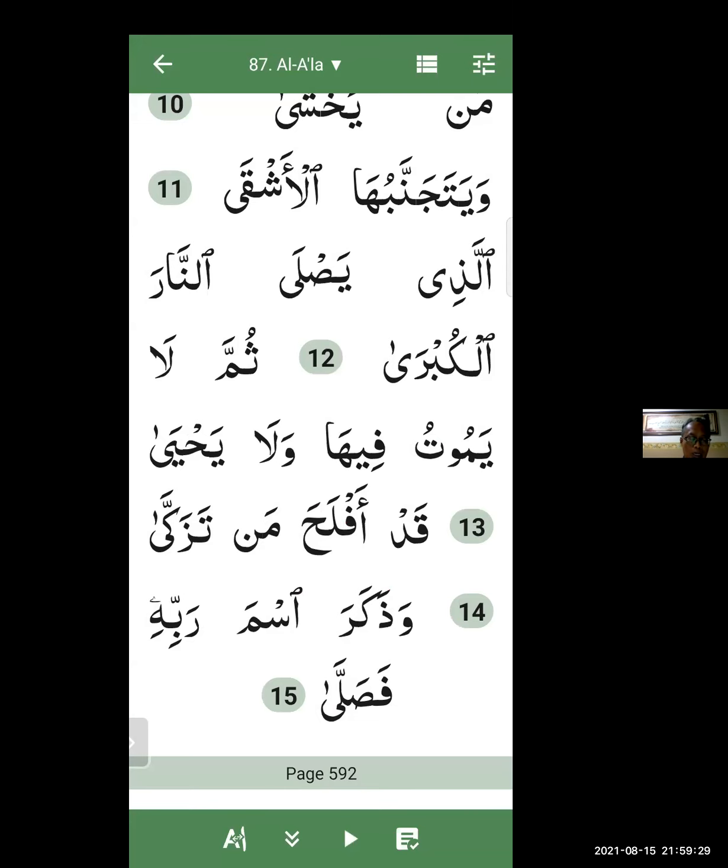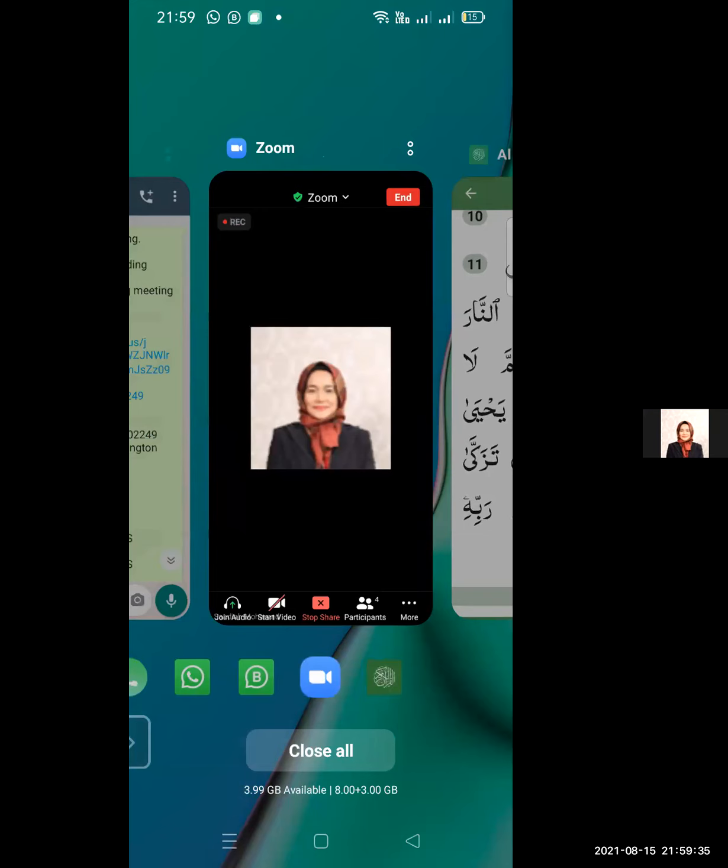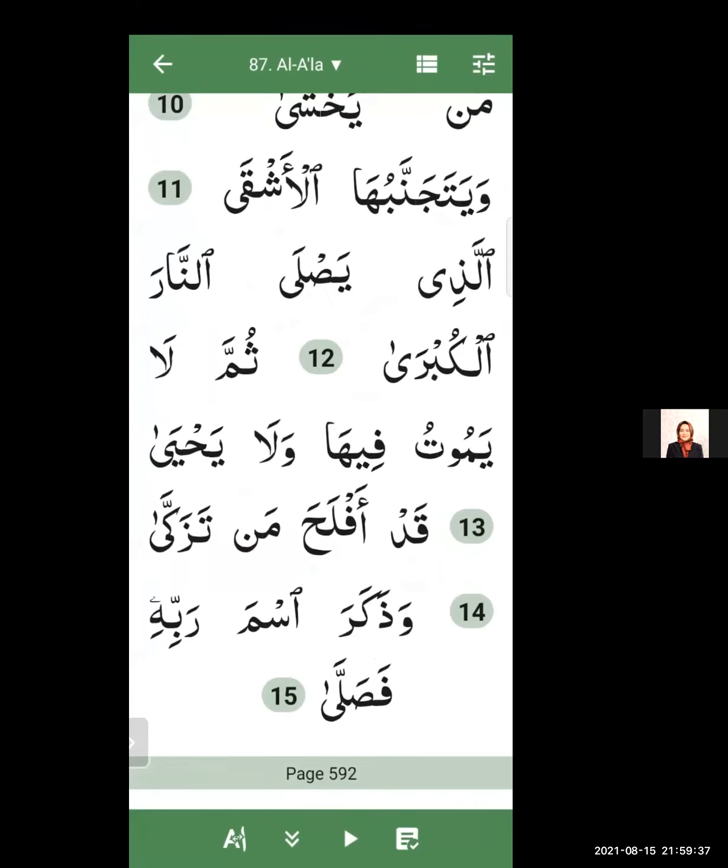Okay, let's go back to Zakaru. So you said that it's a bit difficult. Why is it? It's a flip meaning. That means he's not the one who reminds, but he gets reminded. He will take it. Like Khoraja, he came out. But you add a hamza, so it becomes Akhraja. So he brought out, bringing it out, and came out.